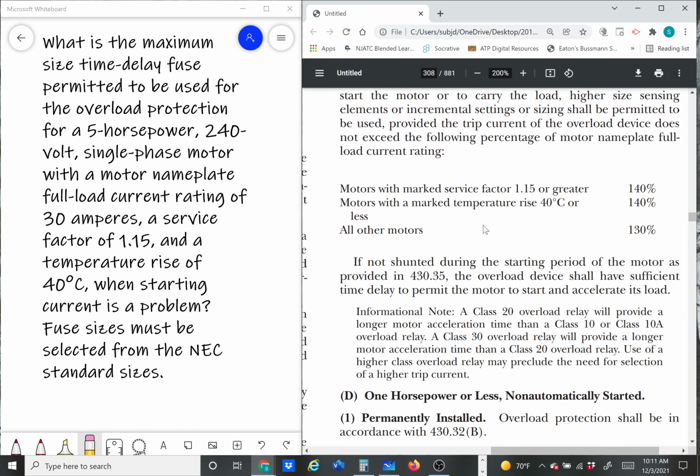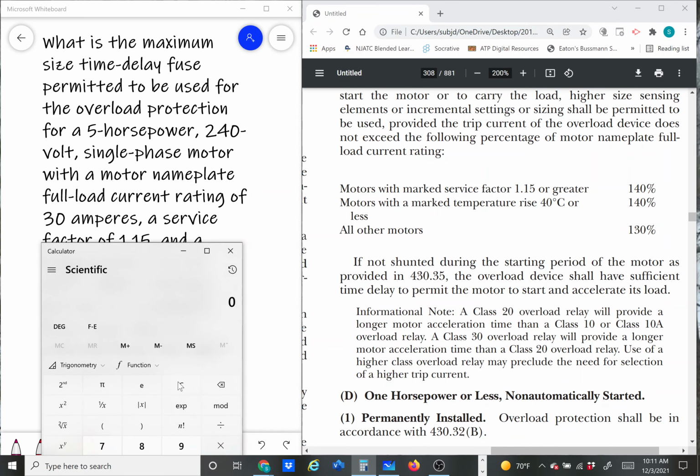Now I'm going to find out, let's see, I've got a service factor of 1.15. I've got a temperature rise of 40 degrees. So that says, according to this table, that I can use 140%. 140% of my nameplate of 30 is going to give me a value of 42. Well, we know that on Table 240.6(A), my standard sizes of circuit breakers and fuses, I don't have a 42. So the question is, do I go down to 40 or do I go up to 45?